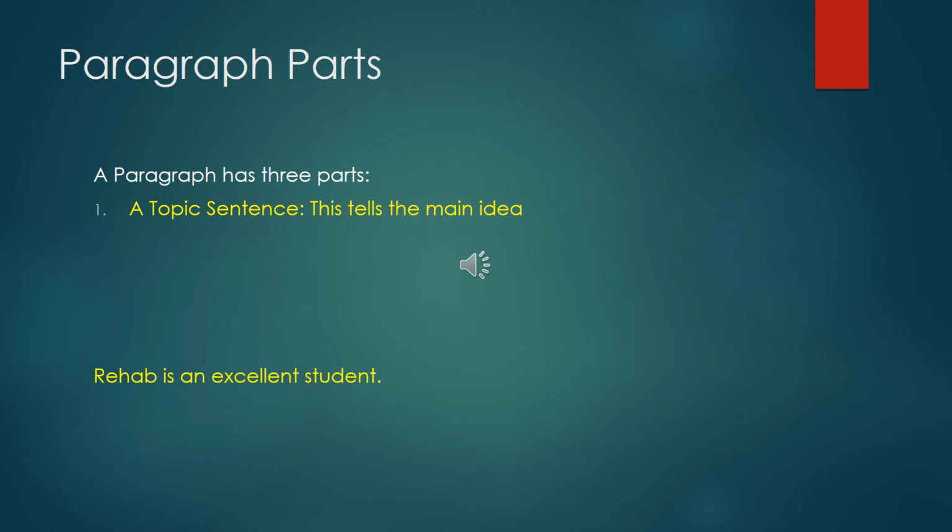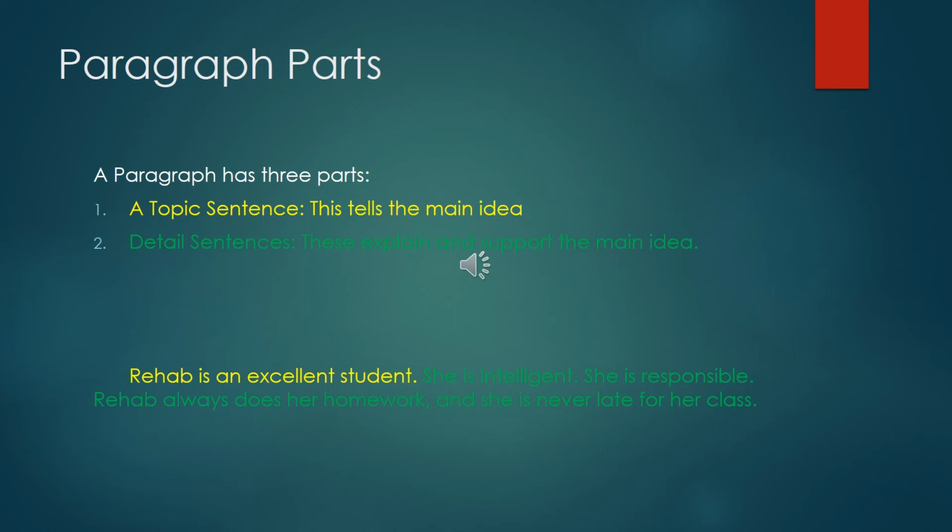The next part of the paragraph is the detail sentences. These sentences explain and support the main idea. Our example paragraph has 3 detail sentences. They explain and support why Rehab is an excellent student. Here are the 3 example sentences about Rehab. She is intelligent. She is responsible. Rehab always does her homework, and she is never late for her class. Did you see how these 3 sentences explain and support the main idea? That Rehab is an excellent student.